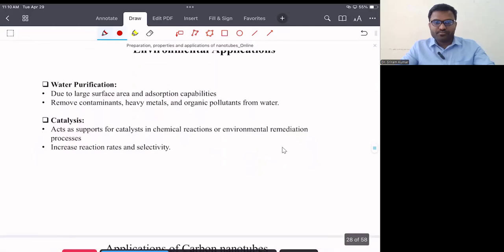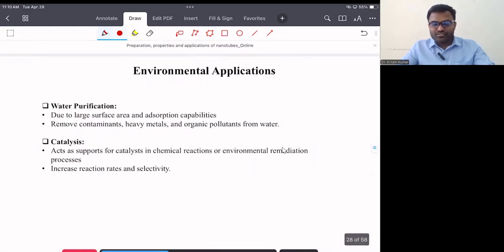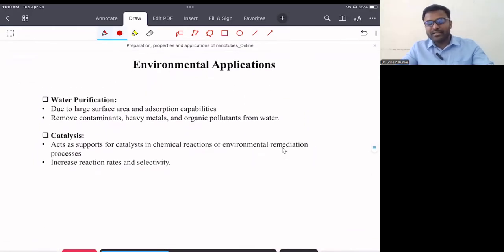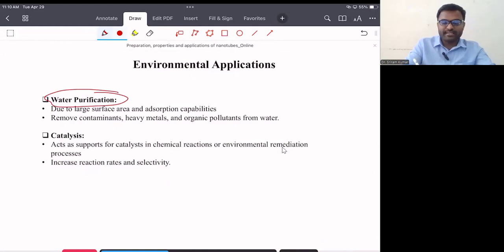And the last application is the environmental application. In environmental applications, we can use CNT for membranes.